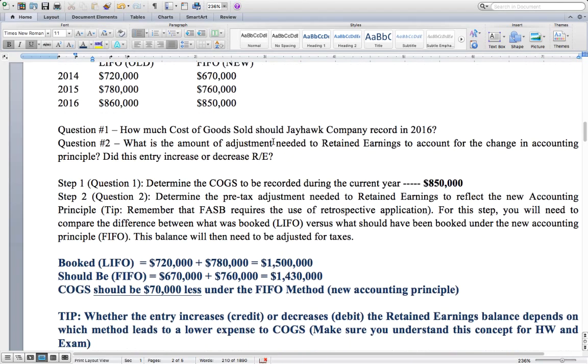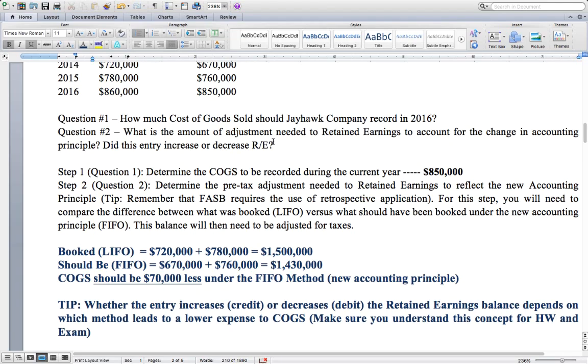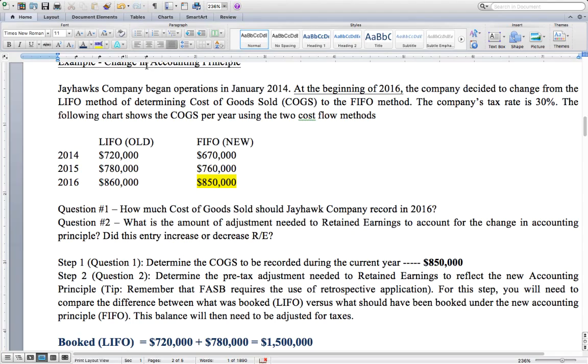So step one, which will address question one, determine the cost of goods sold to be recorded during the current year. This is going to be $850,000. And the reason for this is at the beginning of 2016, they changed their accounting principle to the FIFO method. Therefore, the entire year of 2016 was under the new accounting principle. Therefore, you would only reflect the expense under the new accounting principle in the current year.